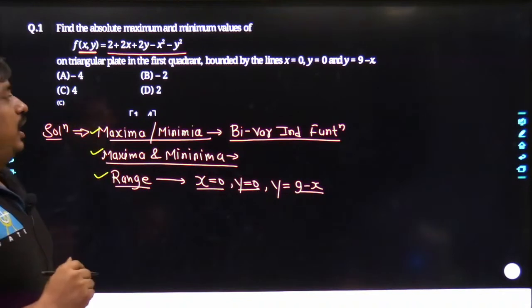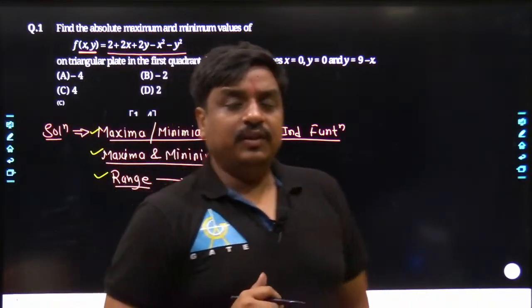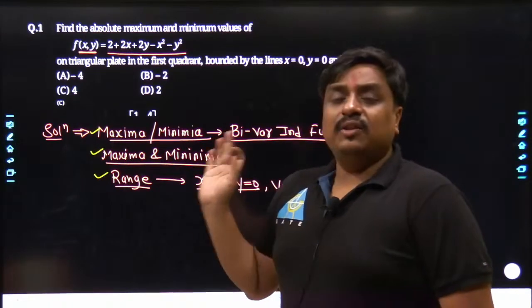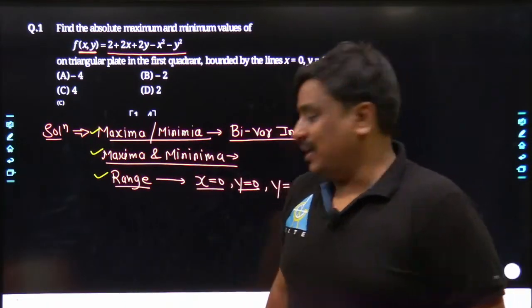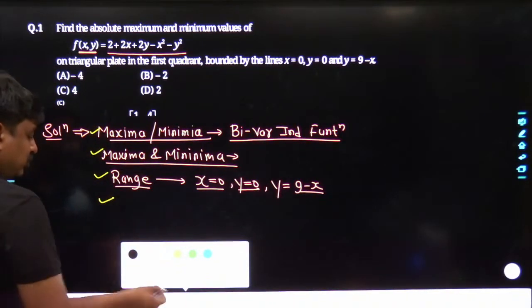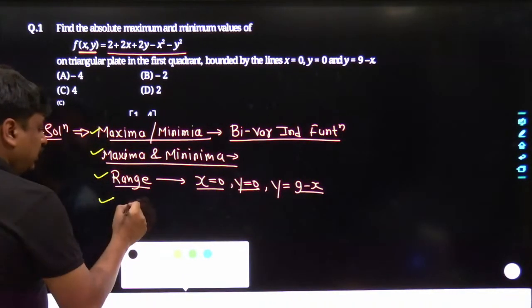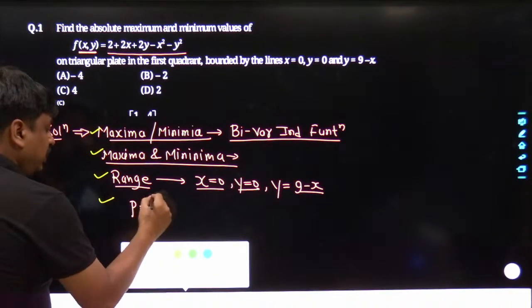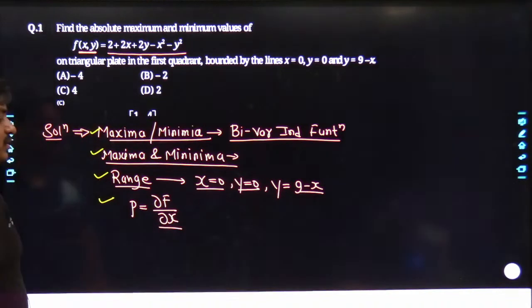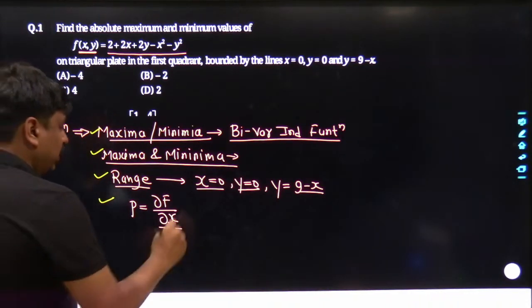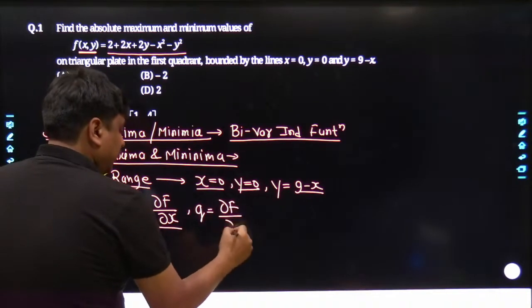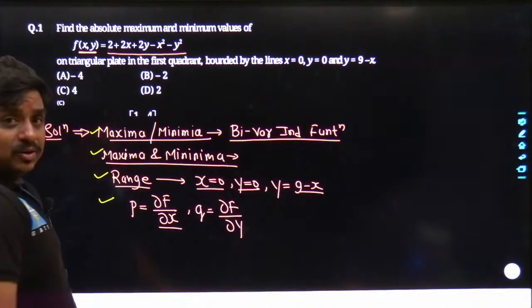Anyways, may I know how we deal with the problem related to the bivariate independent variable, and when we deal with those sort of problems over the concept of maximum and minimum. See what we do. The important factors have to be calculated at the very beginning. What are they? p is the partial differentiation of the function f with respect to x. Similarly, we calculate q. The q is the partial differentiation of f with respect to y.